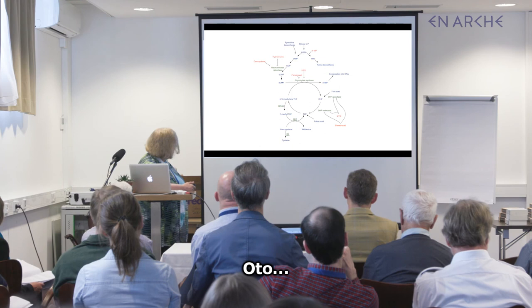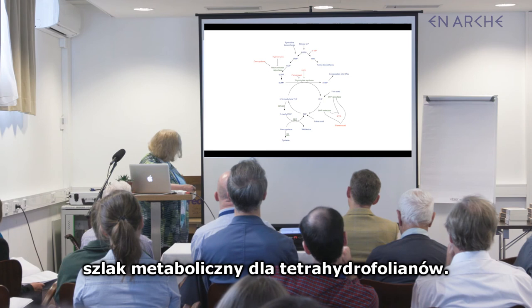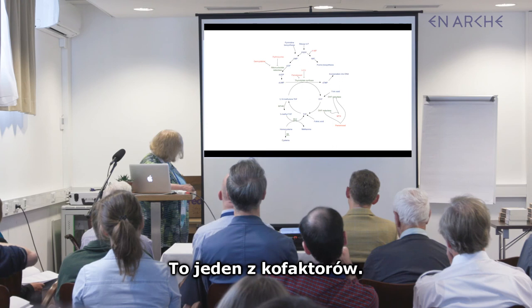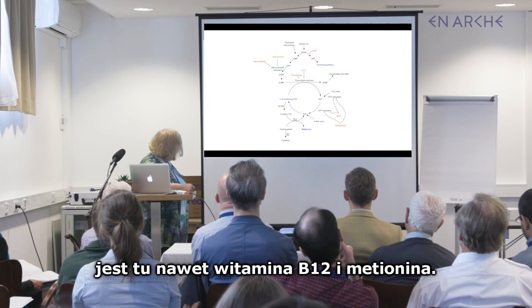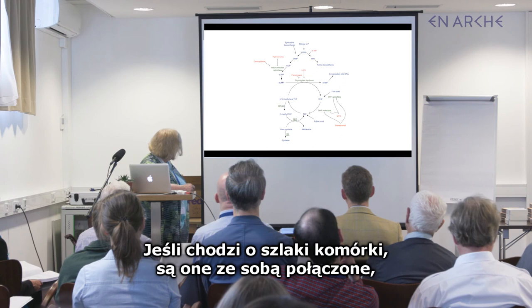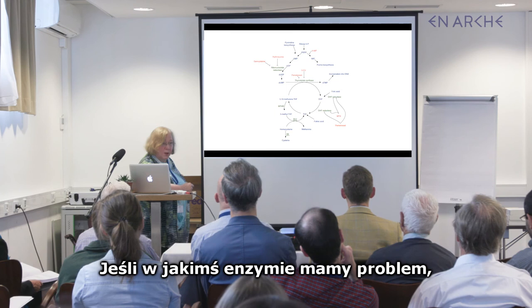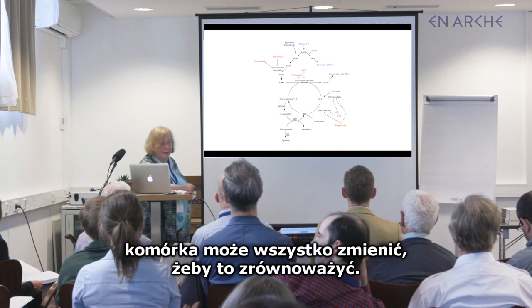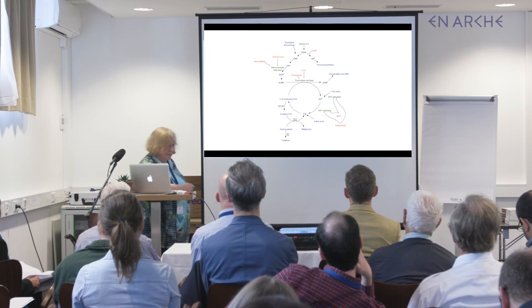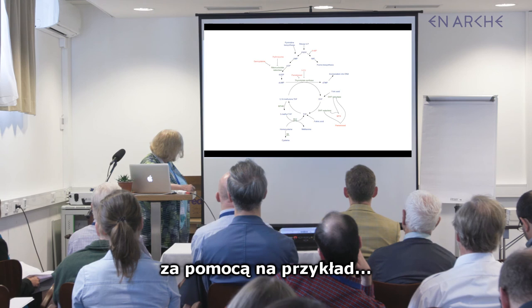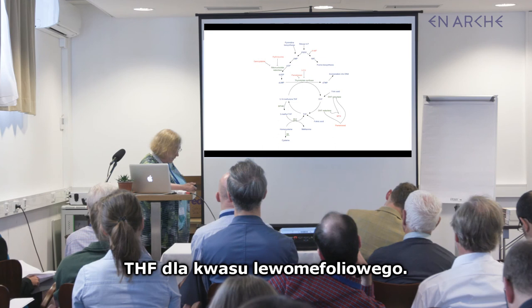Here's a metabolic pathway for tetrahydrofolate, which is one of those cofactors I showed you. Right here's tetrahydrofolate, the cycle of dihydrofolate, tetrahydrofolate. There's vitamin B12, methionine, etc. The thing about the pathways of the cell is that they are very interconnected, which allows flux. So if there's a problem in one enzyme, the cell can often shift things around to compensate. And so if there's a mutation, for example, in this enzyme here, which happens to be a vitamin B12 enzyme, the cell can sometimes compensate using, say, for example, THF or 5-methyl tetrahydrofolate.